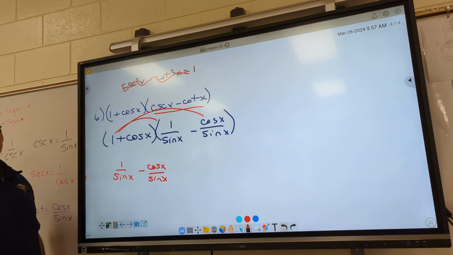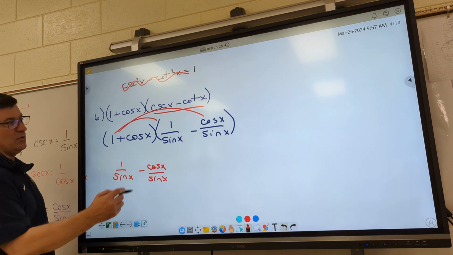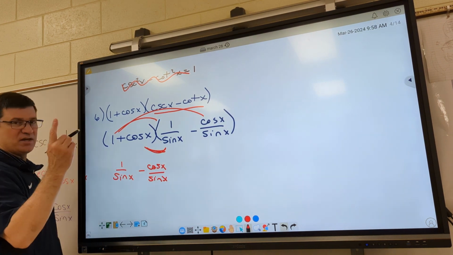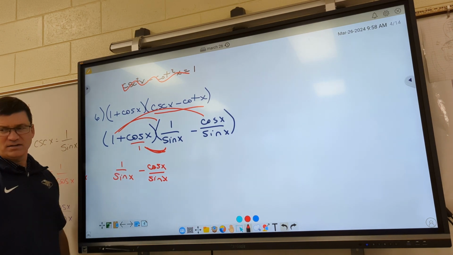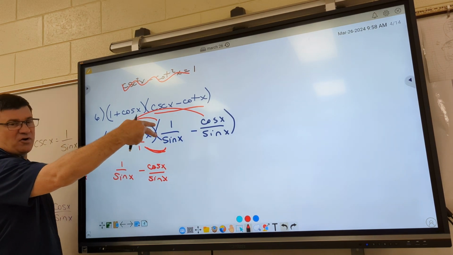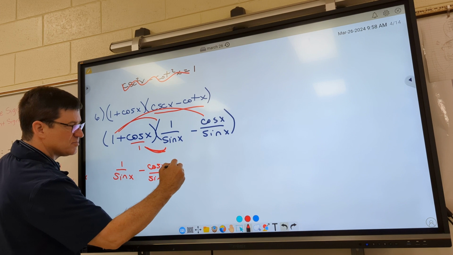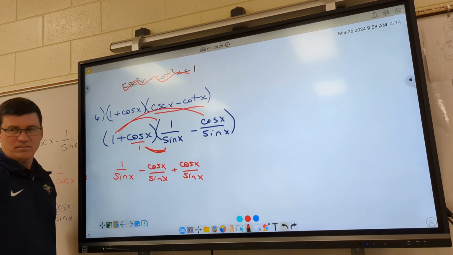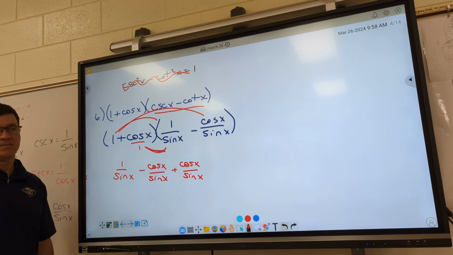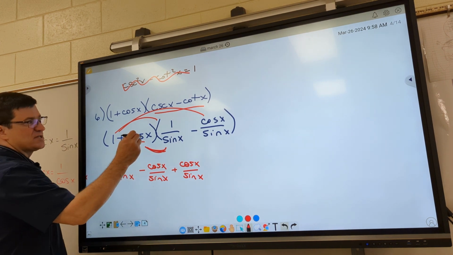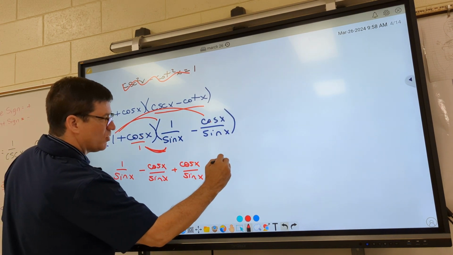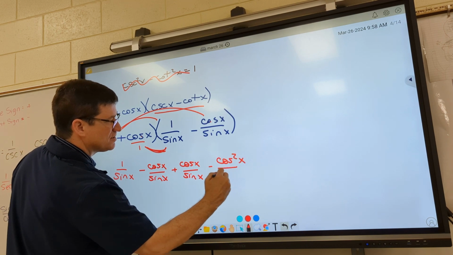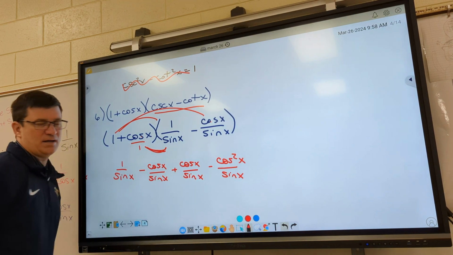All right, this is where I was losing some of y'all yesterday. What do we get when we times these two? Well, think about it. That's cosine over 1, right? So multiply straight across. Cosine times 1 gives me cosine on top and sine on the bottom. And then on the end, cosine times cosine is cosine squared. Sine stays on the bottom. All right, let's write that down.